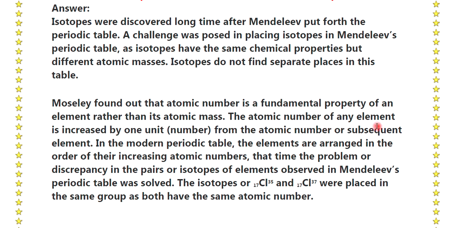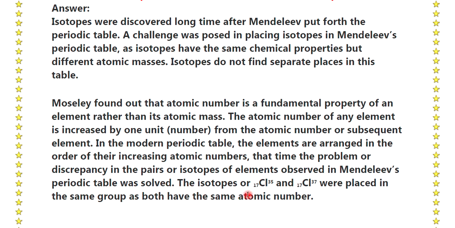The atomic number of an element increases by 1 unit from the atomic number of the preceding element. In the modern periodic table, the elements are arranged in order of their increasing atomic numbers. In that way, the problem or discrepancy in the pairs of isotopes of elements observed in Mendeleev's periodic table was solved.